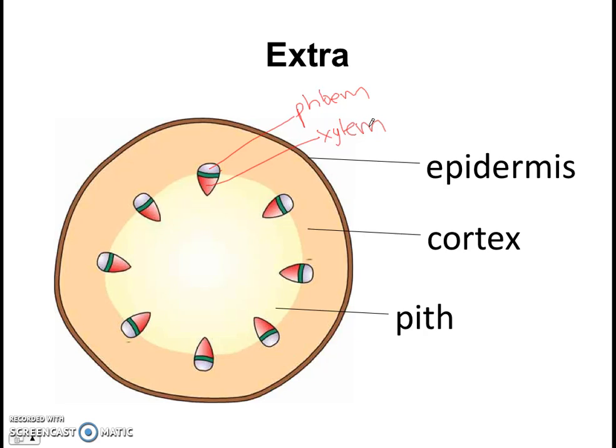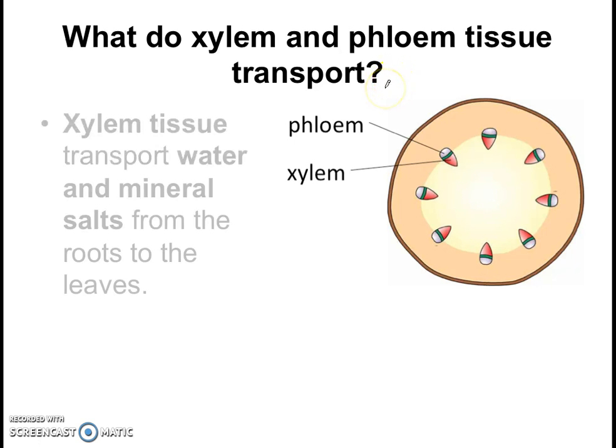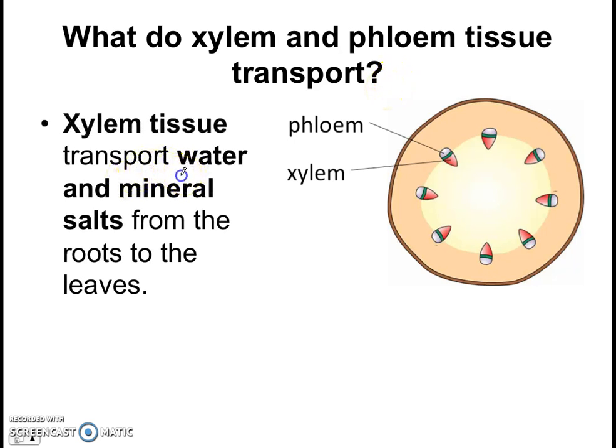Okay? So both the xylem and the phloem transport substances, right? That's why they are found in the vascular bundle. However, what specifically do the xylem and phloem tissue transport in particular? Now, it turns out that the xylem tissue transports water and mineral salts.